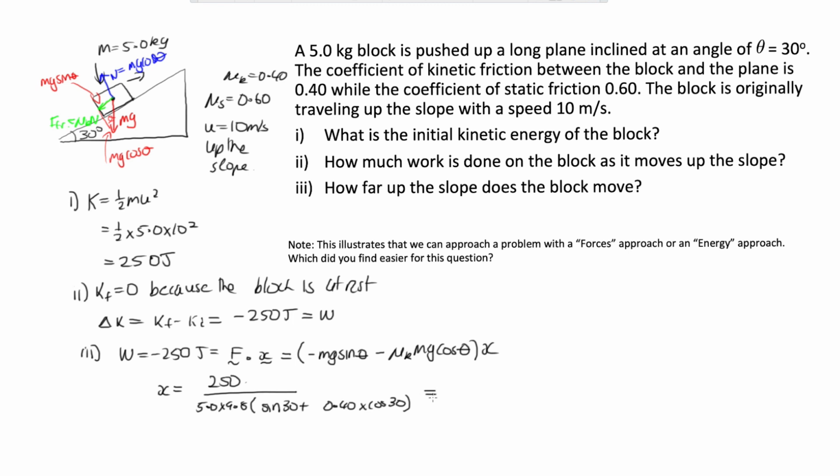And solving this on the calculator, I get 6.03 meters, which I should just give to two significant figures. So 6.0 meters up the slope. Now we can just check this with the displacement that we calculated at the end of the friction lecture, and it turns out that we do get the same answer.